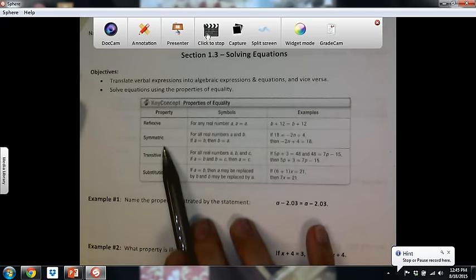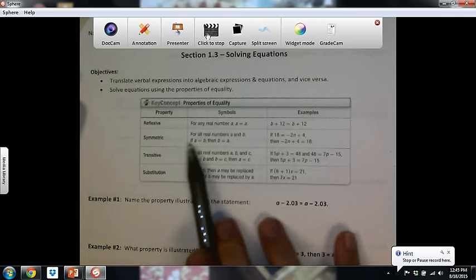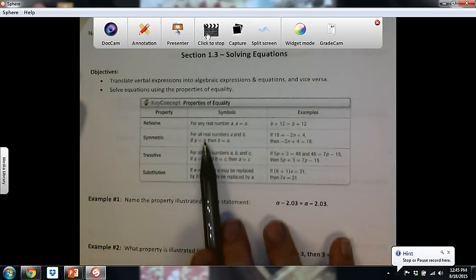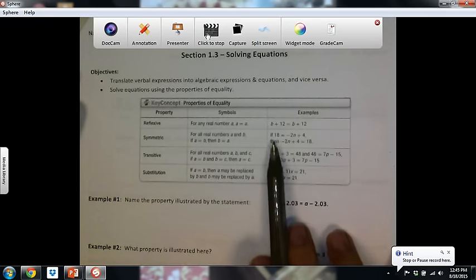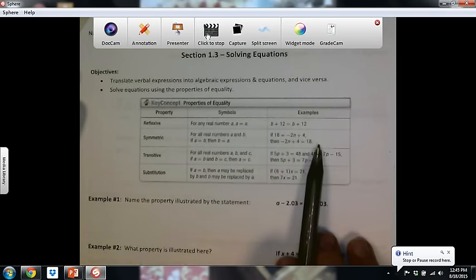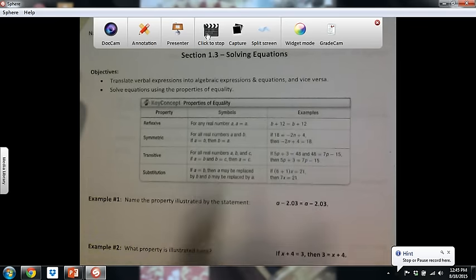The second one here is the symmetric property. It means that it doesn't matter on what side of the equal sign the expression falls. So if a equals b, then b equals a. If you look at this example, it didn't matter which side of the equal sign the 18 was on, as long as the two expressions were the same.